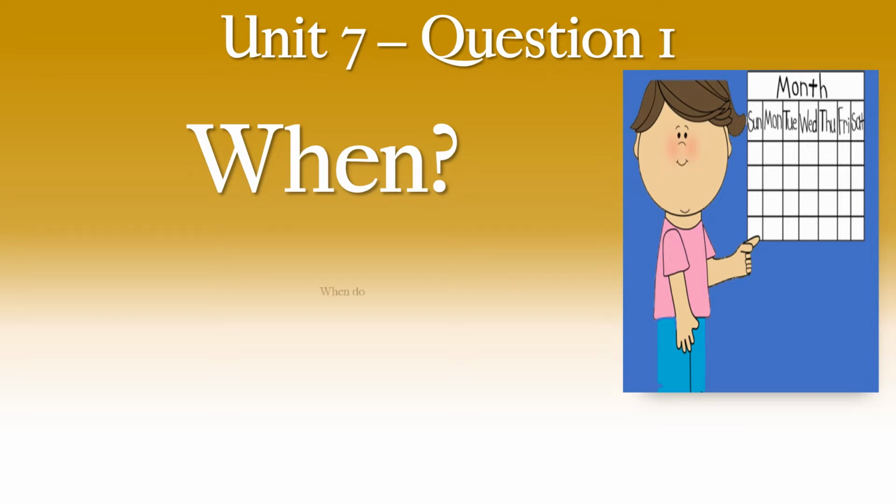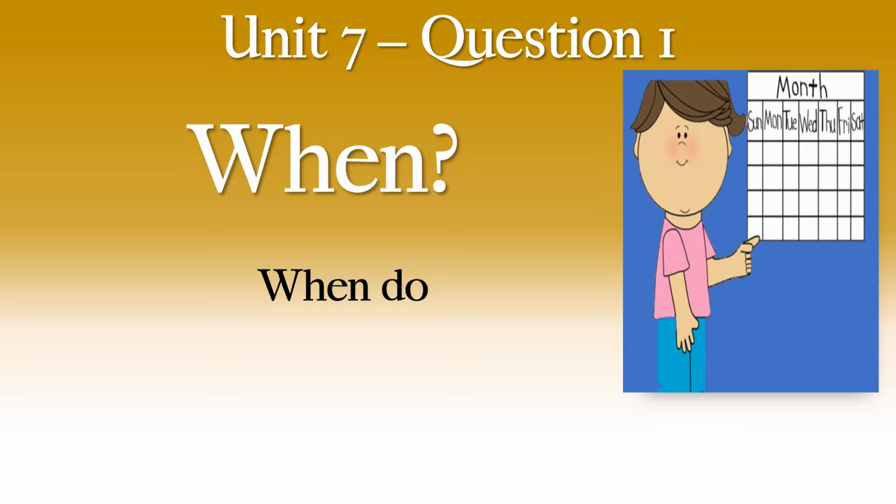When. So here's our question, when do? Why do we say do? Why not does? It's not does. Why? Okay, so we know that when we see the word do, the people words, the pronouns that we can use are I, you, we, and they. When do I? When do you? When do we? When do they?